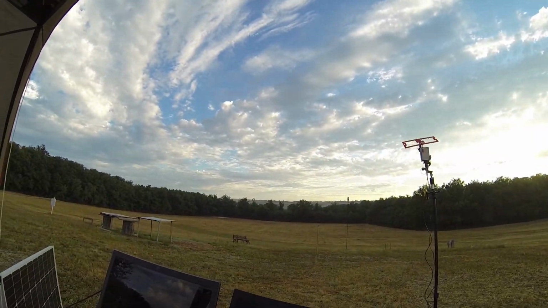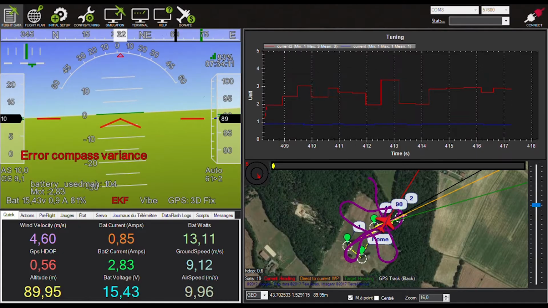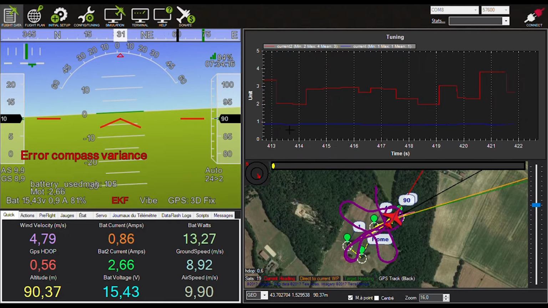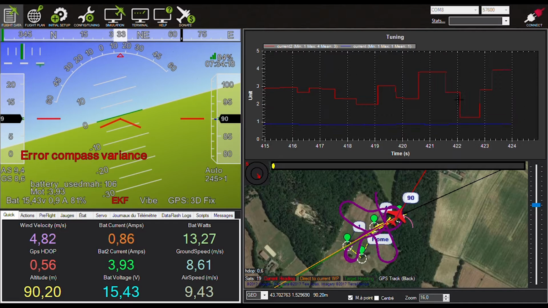Half past 7 o'clock. It's not charging, but the weather is good and it flies very well. Here is Mission Planner. You can see the red curve, it's the current took from the motor. The blue curve is the current provided by the solar cells.